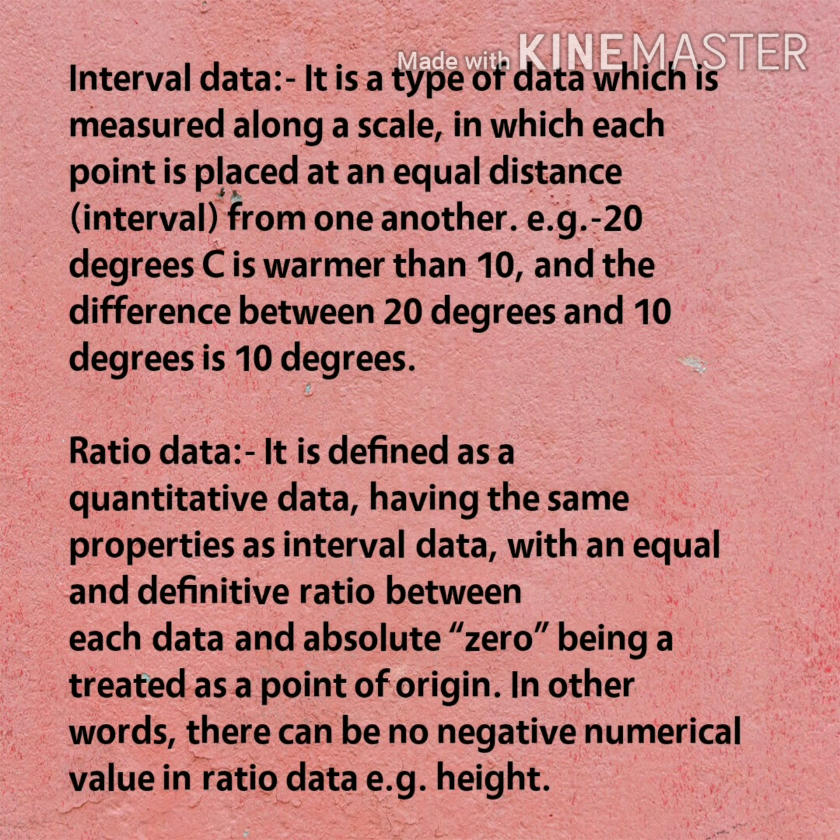Interval data. It is also called interval scale. It is a type of data which is measured along a scale in which each point is placed at an equal distance from one another. For example, 20 degrees centigrade is warmer than 10, and the difference between 20 degrees and 10 degrees is 10 degrees. The primary limitation of the interval scale is the lack of a true zero. It means interval scales can have an arbitrary zero, but it is not possible to determine for them what may be called an absolute zero or the unique origin.